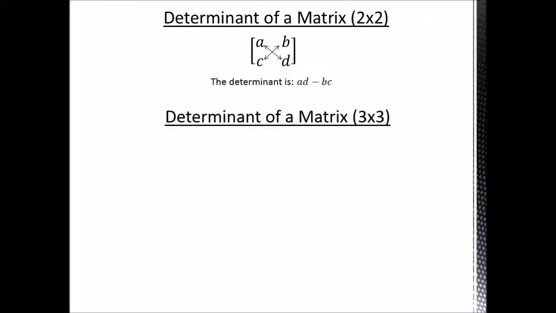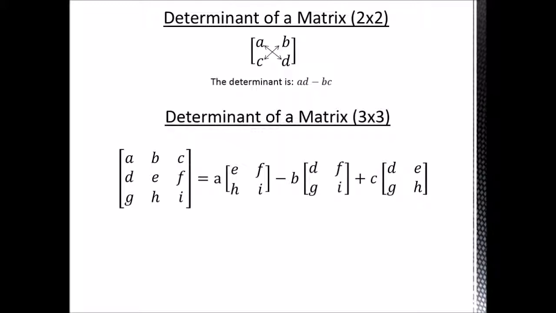Now the determinant of a 3 by 3 matrix is very similar to the previous. It actually builds upon that idea. So let's take our 3 by 3 matrix and we're going to create 3 separate 2 by 2 matrices, as you can see here. I know this is a lot to take in right now, but just hang in there.